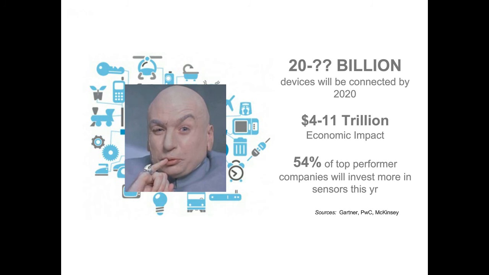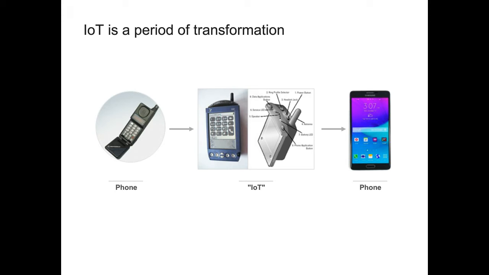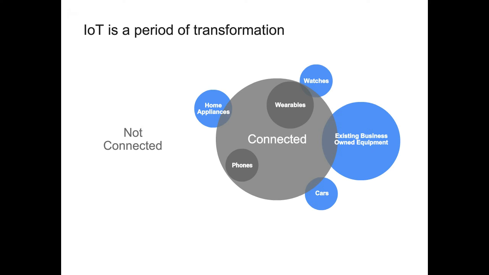So it is a period of transition. As you remember, those flip phones were not connected to the internet, and then they became connected to the internet, and now they are, in our opinion, out of the IoT period of transformation because all the phones are connected to the internet. So once you become connected, you kind of remove yourself from the realm of IoT, but wearables and watches and cars are sort of connected, so we are in this very interesting period of transition.